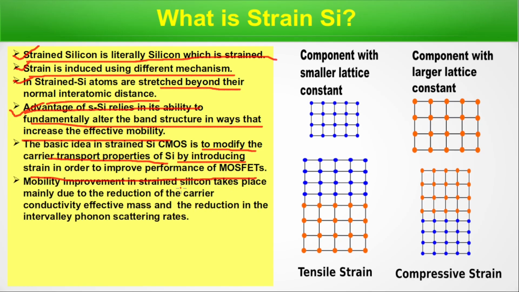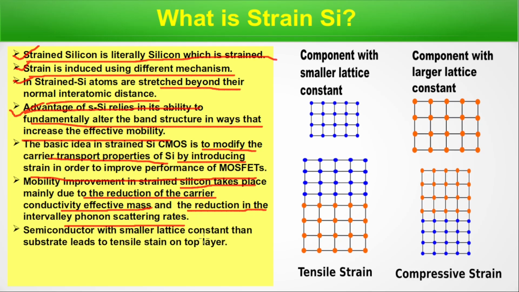Mobility improvement in strained silicon takes place mainly due to the reduction of carrier conductivity effective mass and the reduction in the intervalley phonon scattering rates. The applied strain actually changes the band structure. When the band structure is changed, the conductivity effective mass of the carriers changes, and the subbands where those electrons stay change their positions. Since the positions changed, the phonon scattering rate changes. So mobility gets boosted.